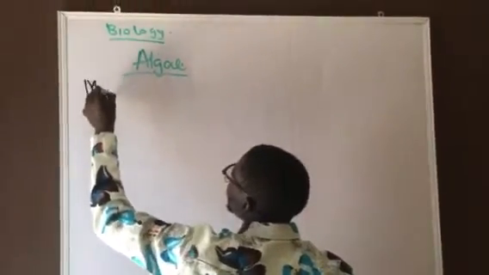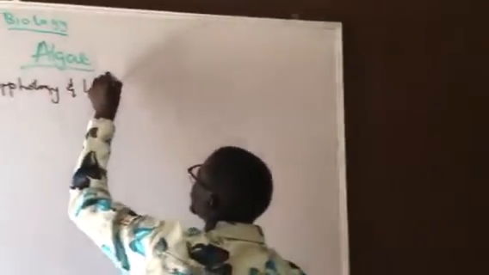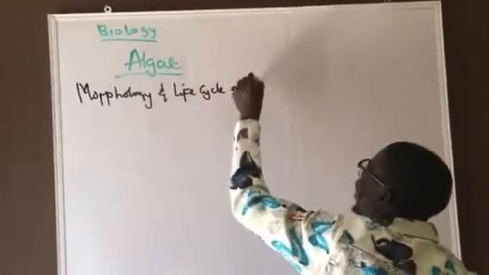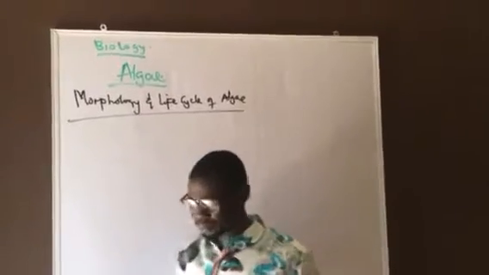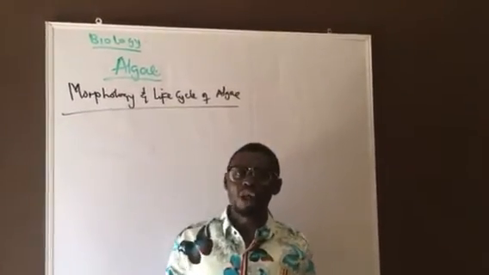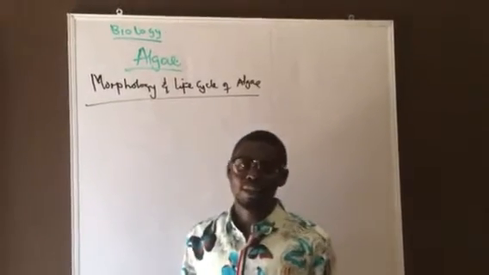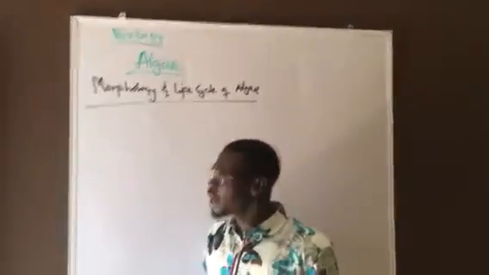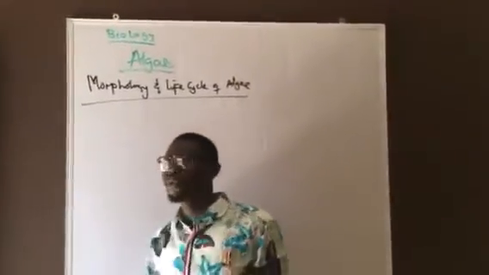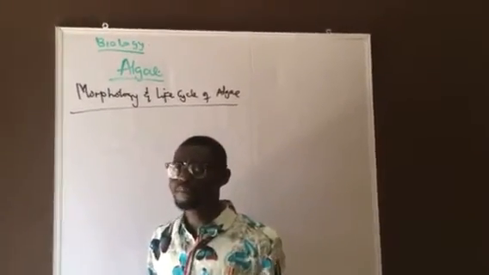Morphology and life cycle of algae. So when we talk about morphology, we're talking about the physical characteristics, and we're going to talk about the structures, and also when we talk about the life cycle, we're going to talk about the reproduction, the life processes.